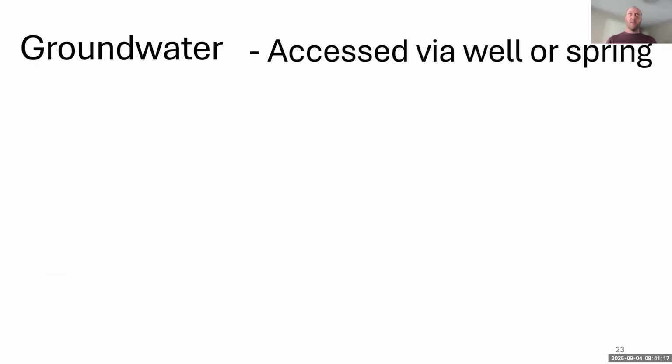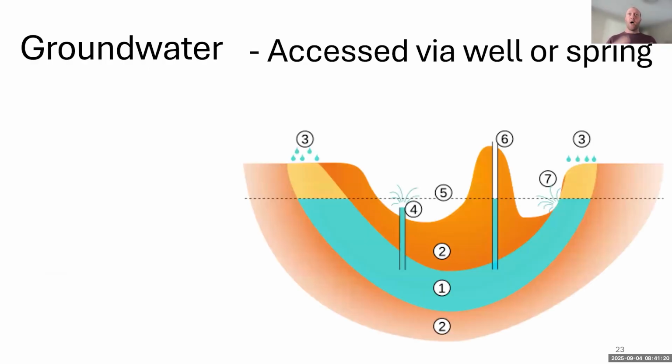Okay, and then groundwater. So this is accessed via a well or spring. And so this is an aquifer. So hopefully you've heard that term before. And this is a diagram of what an aquifer looks like. So you can think of this kind of as a slice of the earth, like maybe looking down a valley with two hills on each side and then a hill in the middle.